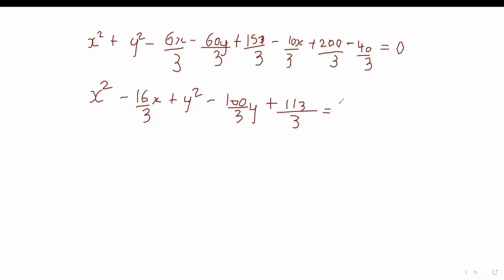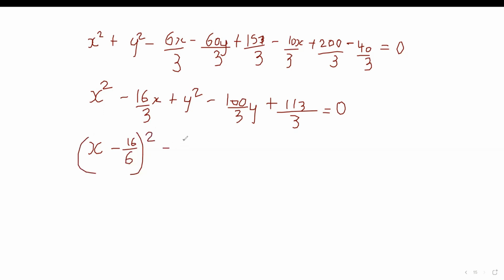You could actually leave it here and say this is a circle, but I want us to complete the square so it looks better. Completing the square now, it would become x minus half of this, which becomes 16 over 6, squared.